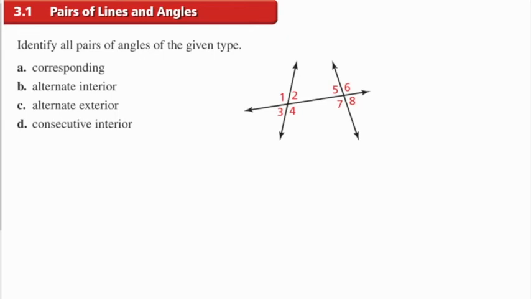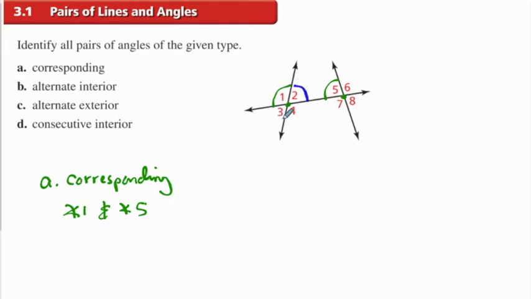So here we have some practice. Identify all pairs of angles of the given type. So A is asking for corresponding. So we find the intersection, and number 1 is in the top left. Find the other intersection and go top left, and we say angle 1 and angle 5 are corresponding.